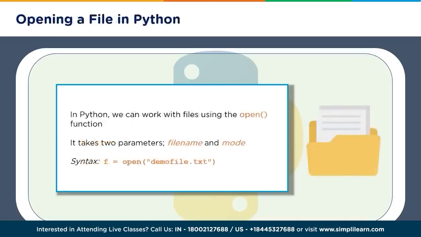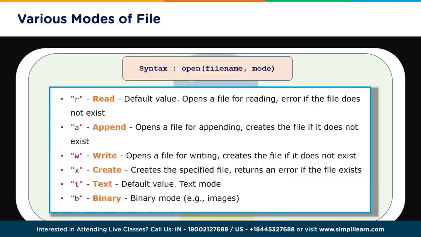Now in Python, we can work with files using the open function, and it takes two parameters, the file name and the mode. So here you can see the syntax. If you do not give the mode parameter, then it takes the default values, which we're going to see in our next slide. But at least you need to give the name of the file with the extension. Now, what are the various modes in which you can perform operations on a file? Let's go through them one by one.